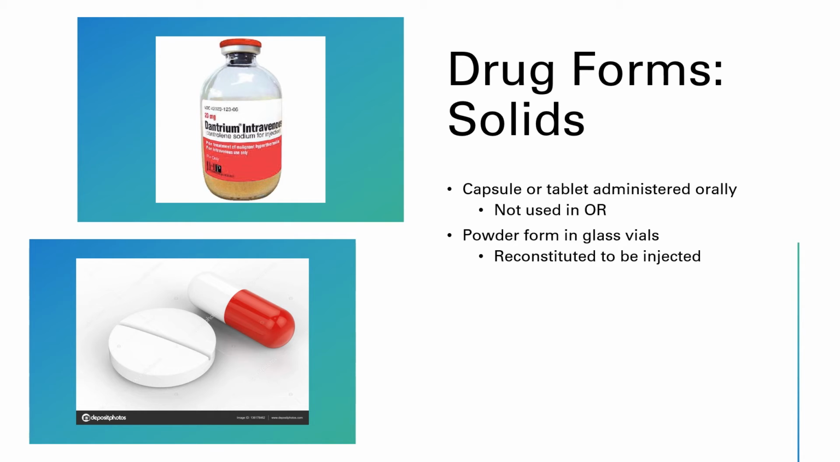And then our good friend dantrolene up here, Dantrium, for our malignant hypothermia. If you guys remember correctly, that gets mixed with 60 cc's of sterile water, shaken up to dissolve, and then it is administered by injection.